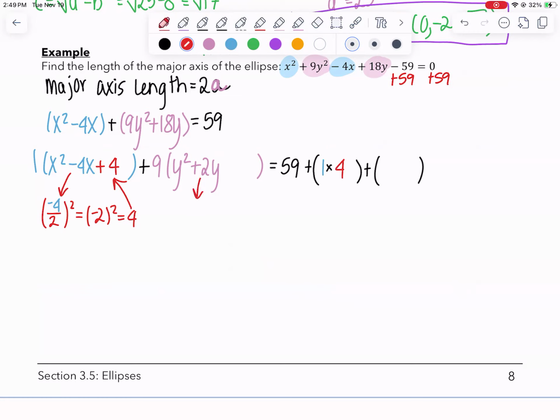For the other set, you are taking 2, you're dividing it in half, you're squaring it. 2 divided by 2 is 1. 1 squared is 1. So you're adding 1. But you're really adding 9 times 1 to that left-hand side. So 9 times 1. If you add these together, you should get 72.